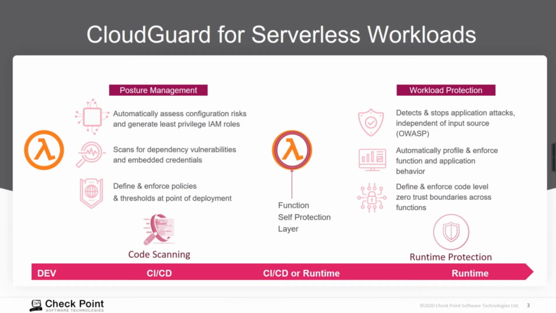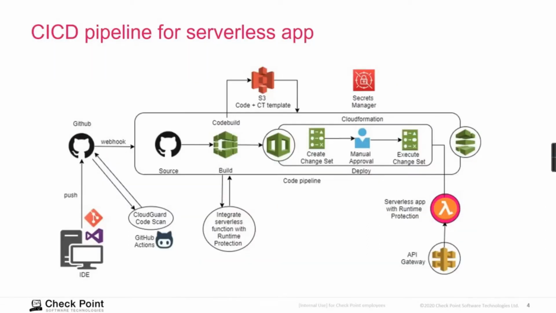And on the runtime security part, a layer is wrapped around the Lambda function, and this helps with preventing and detecting OWASP style attacks. It helps with profiling the behavior of the application and then detecting anomalous behavior, and it helps with defining granular zero trust policies. Let's take a look at the pictorial representation of our CI/CD pipeline before we get into the actual hands-on.